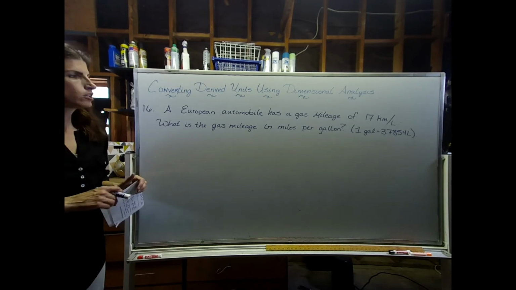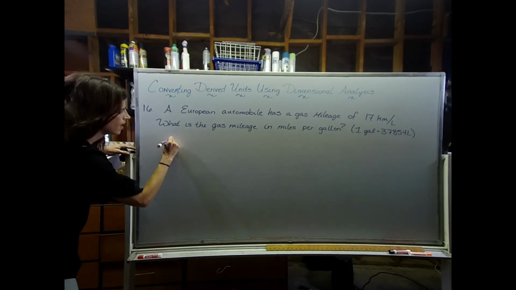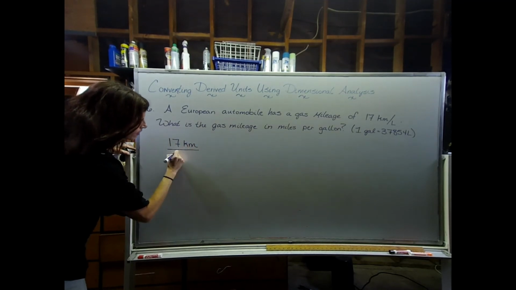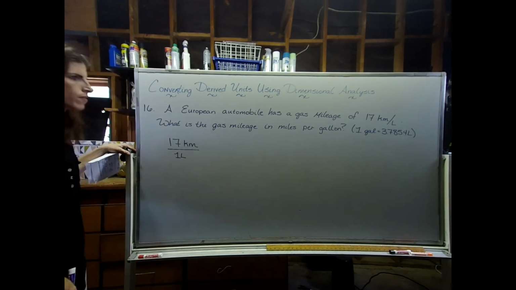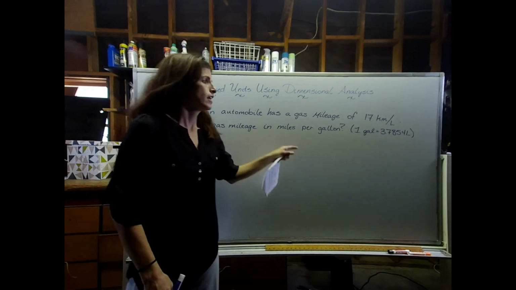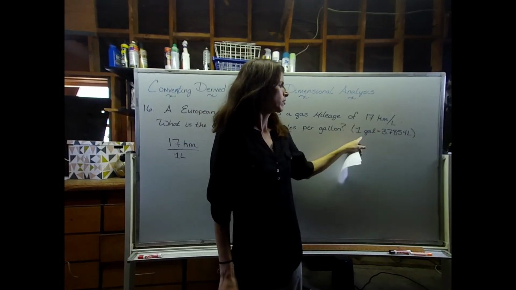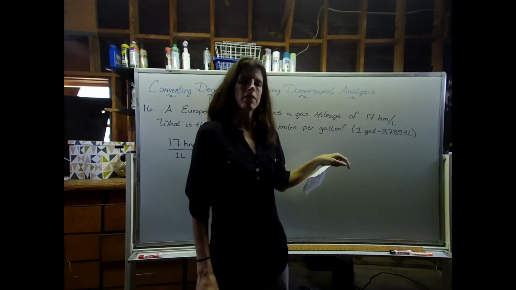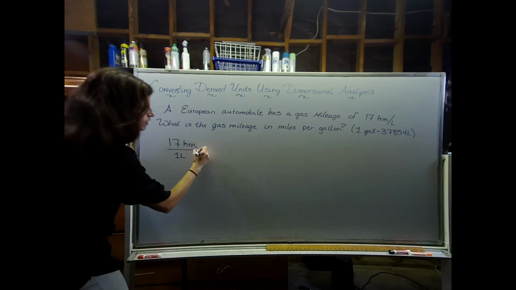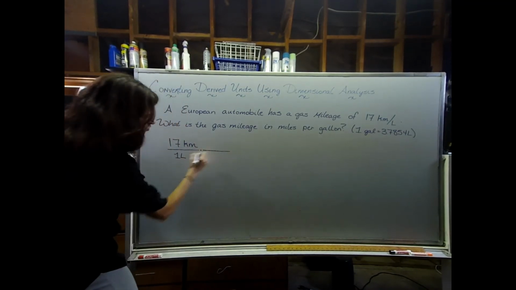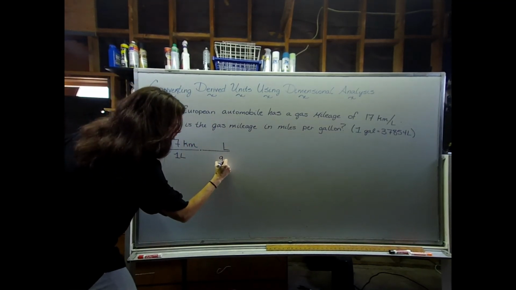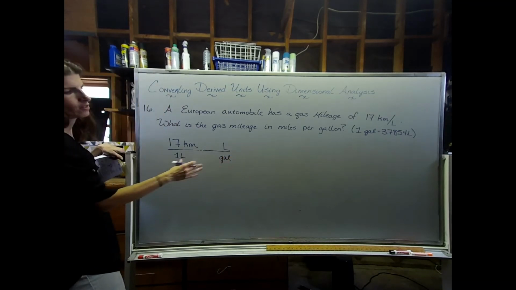So 17 kilometers per liter, and we want to convert that to miles per gallon. First things first, they gave us a conversion factor in the problem. So whenever you see something written like this, 1 gallon equals 3.7854 liters, that's a conversion factor. So we're trying to get rid of liters. So I'll put liters in the numerator so it'll cancel. And I want to change the denominator to gallons. So I'll write that down there.